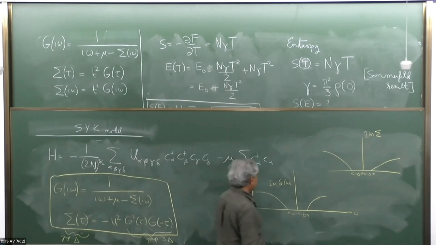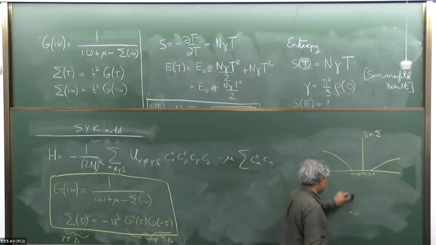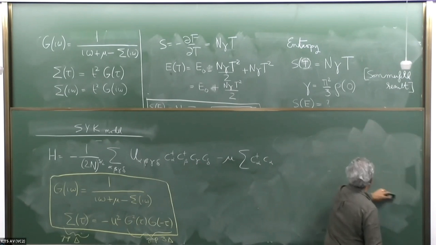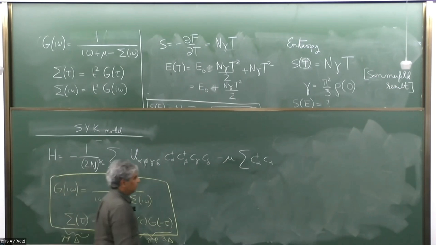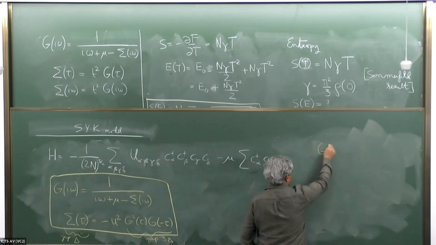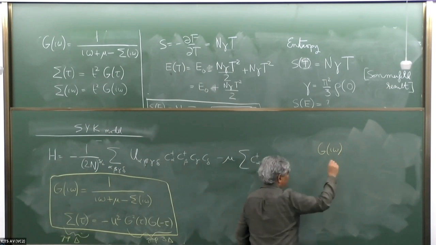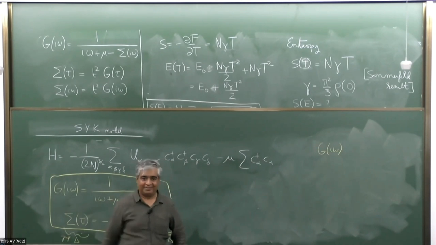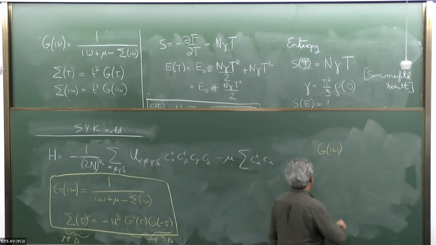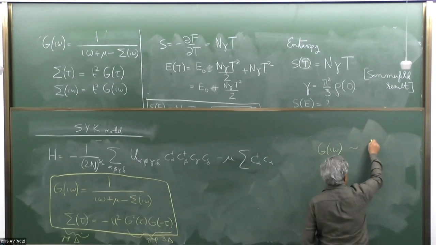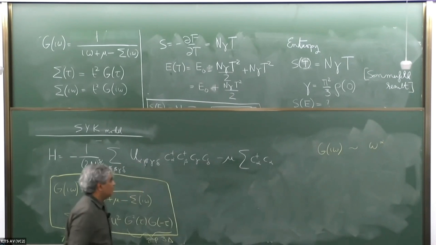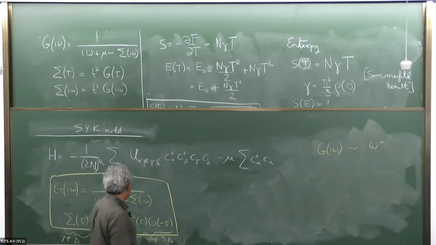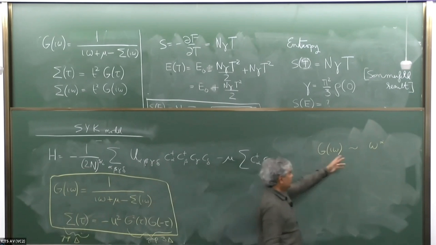All right, so if there's no gapped solution, this is gone. Well, what could it be? The type of singularities you meet is some singularity as omega goes to zero. So let's say G of omega, and I'm going to be sloppy with all the factors here. It's all in the notes, the factors of i and pi. I can't possibly get those right. So let's say it's omega to some power. So G of omega is omega to some power.